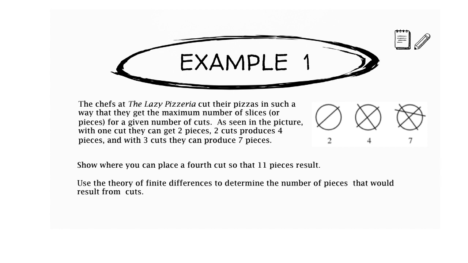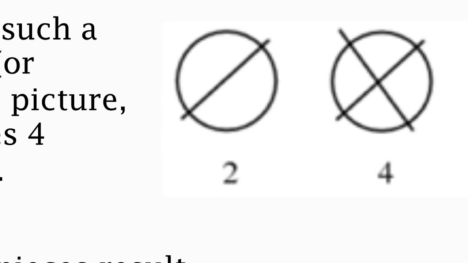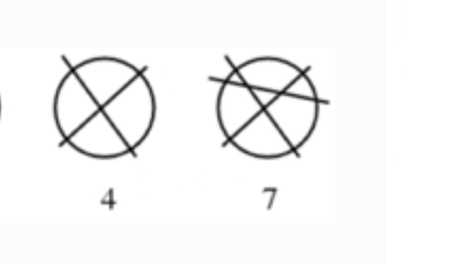First, we are asked to show where you can place a 4th cut so that 11 pieces result. So if I could just zoom in on this image right over here, as you can see, there are 7 different regions created with those 3 cuts. I need to add an additional line. I need to figure out just the right spot to add that additional line so that I end up with 11 pieces. Pause the video and see if you can come up with a good spot to add the line.